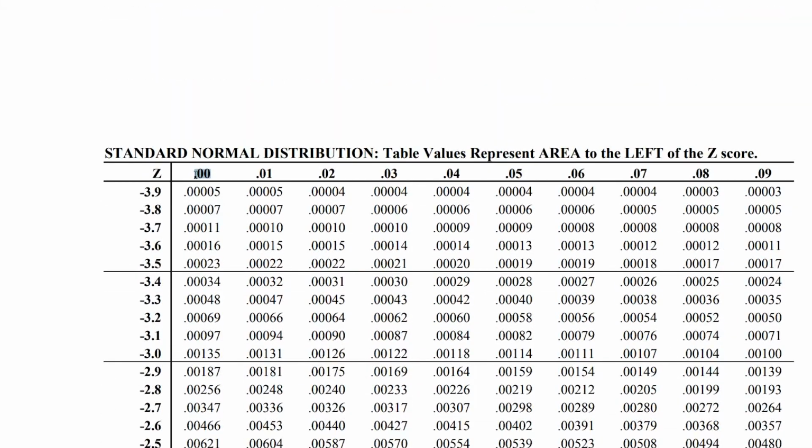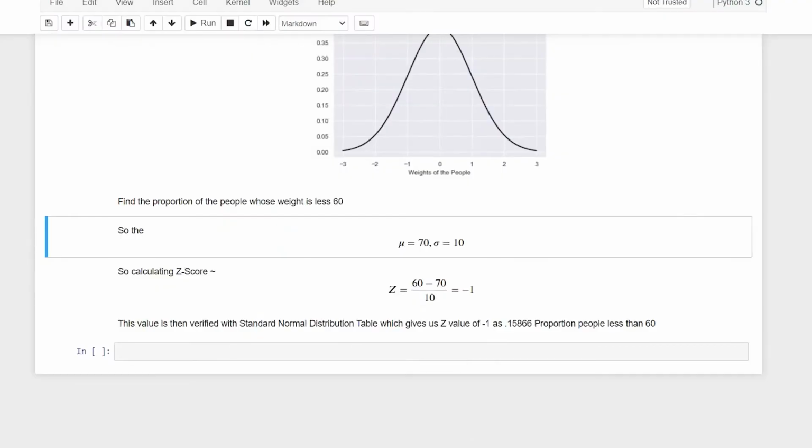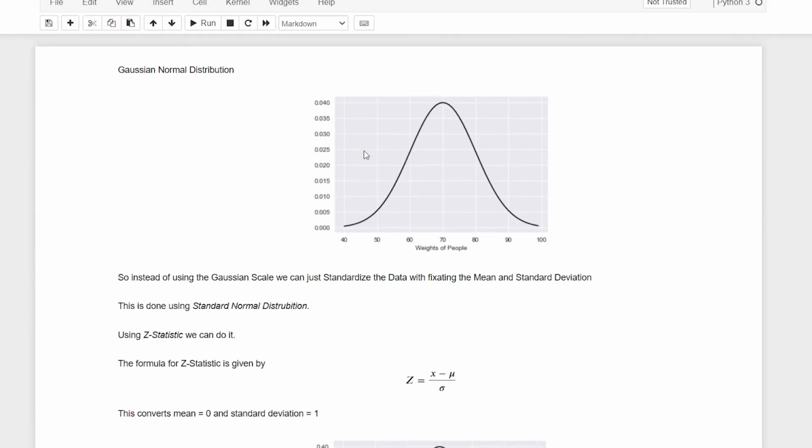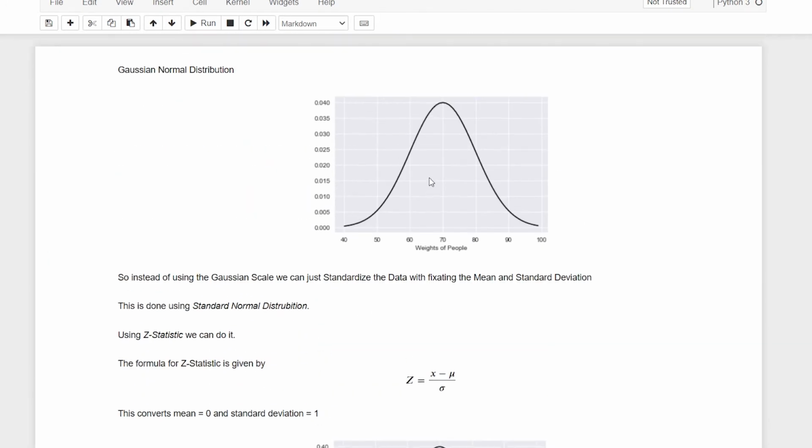Here we have 0 since we don't have any points, and for the 1, -1 gives us this value. So this indicates that 15% of the proportion of my entire data set has weights less than 60 kgs. So this has been derived using the standard normal distribution.